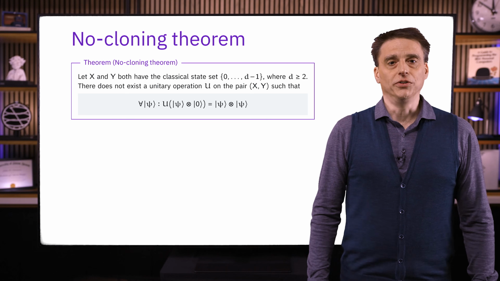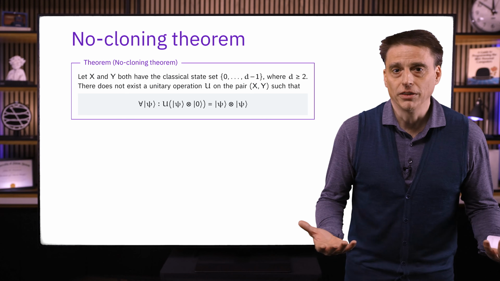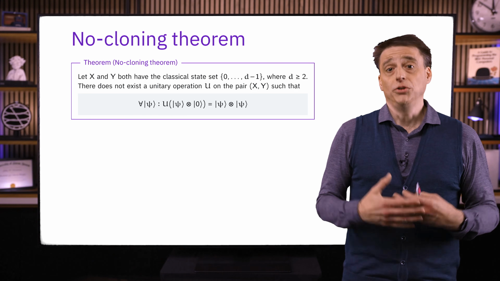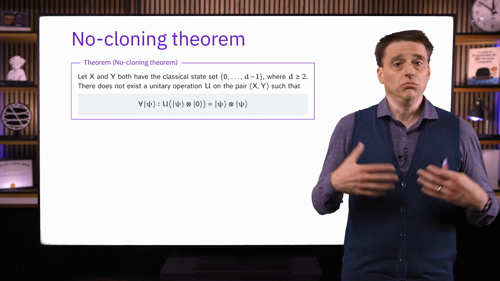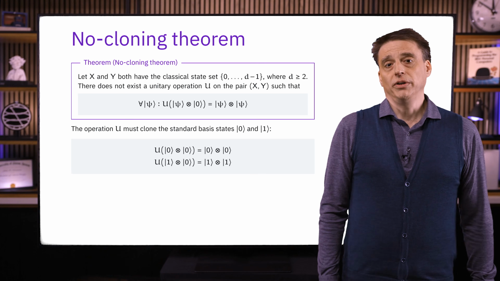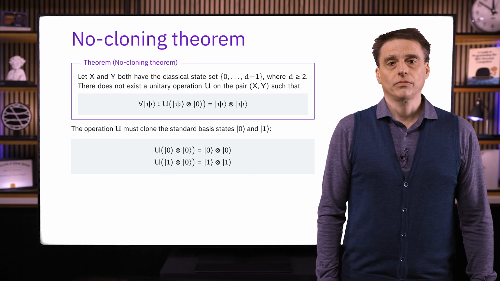It's quite easy to prove this theorem, in fact. It essentially boils down to the fact that the transformation we're looking for isn't linear, but unitary operations are linear, so it just can't work. Here's an argument in a bit more detail.